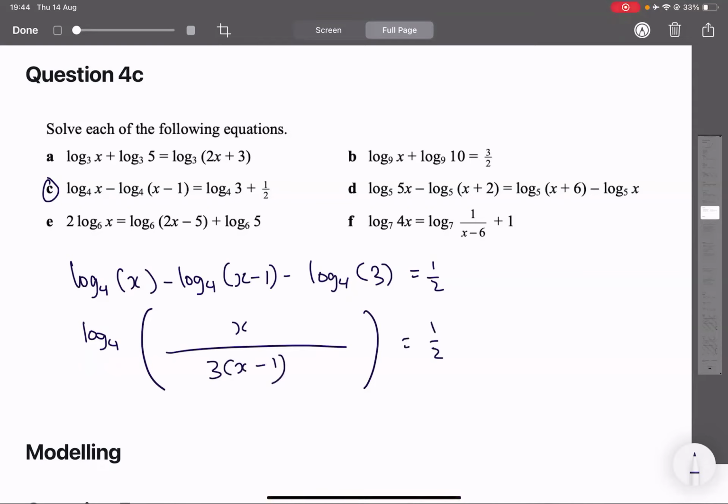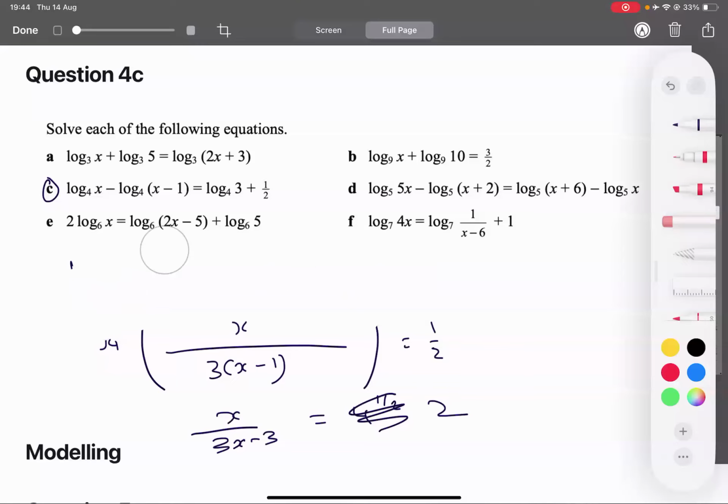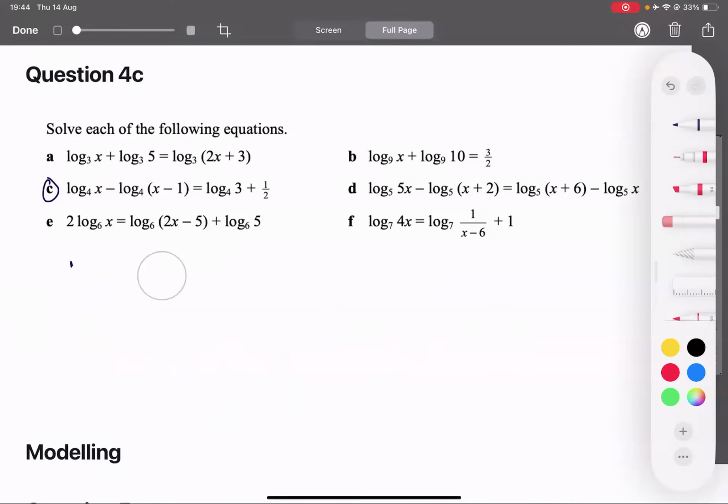Cool. And then you have x over 3x minus 3 equals 4 to the power of a half, which is just 2 anyway. And then you can carry on and solve that. Okay. So just to practice that method one more time, and then we're done. Let's do e together. Actually, we'll do e and f together just so that we're completely happy with solving equations. So talk me through e.